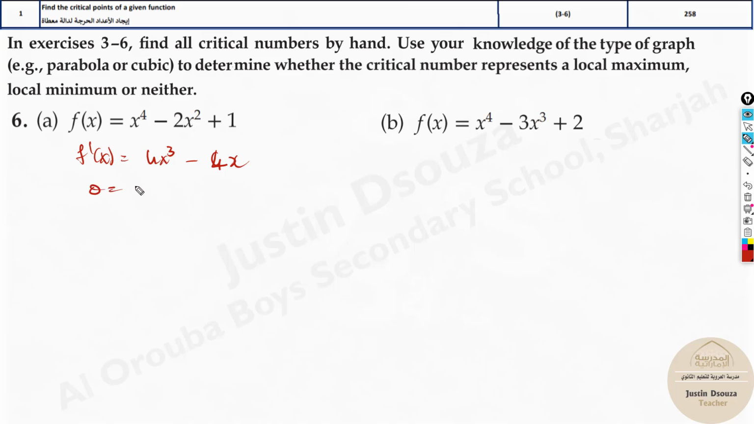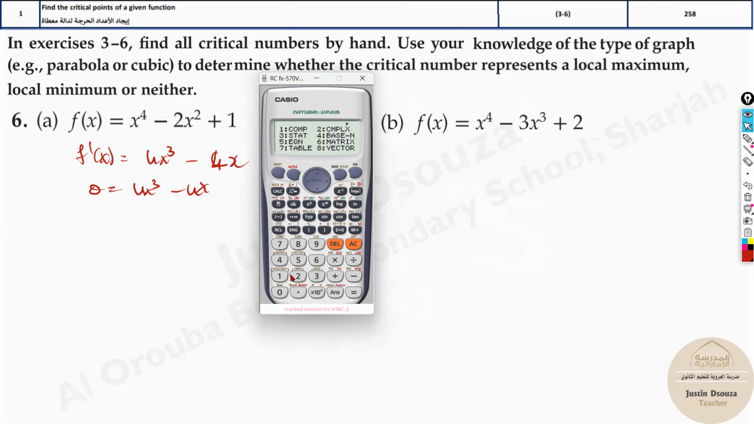Now equate it to 0, 4x cubed minus 4x. You can directly factor it and solve for x as well, but I'll just use the calculator, which is easier. Here we need to go to MODE 5, and 2 doesn't work because it's cubic, so go to MODE 5, 4. Now type in the coefficient of x cubed, which is 4. There is no x squared term, so it's 0, then x is minus 4, and then we have 0 again. The answers are 1, minus 1, and 0.